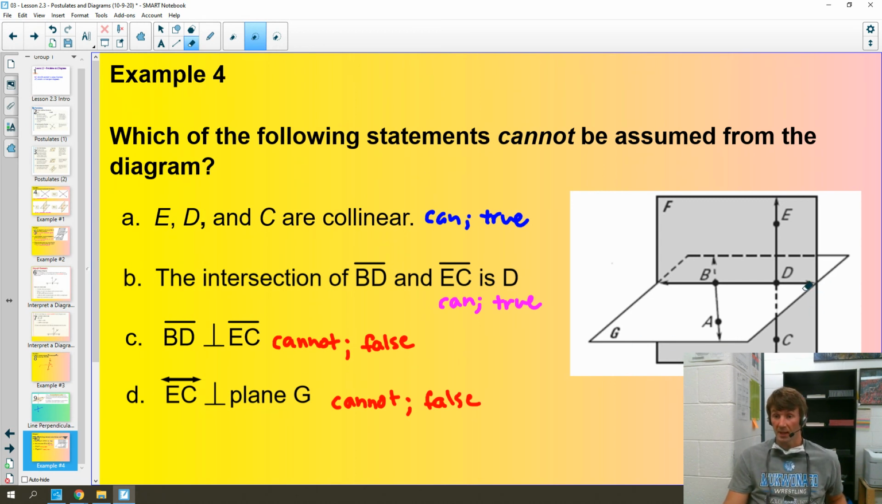The planes intersect at line BD. Yeah, that would be something we could conclude. I can see it on there. The planes intersect. It's going to be a line. I would just be able to name it line BD.